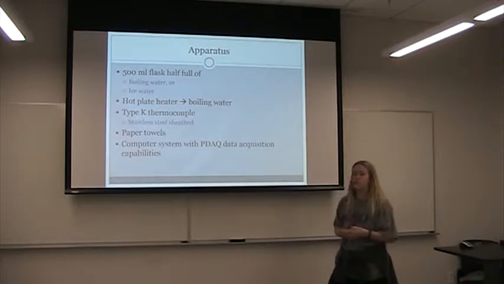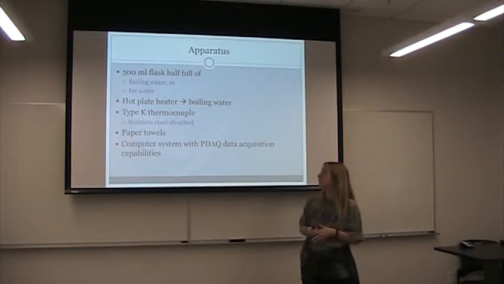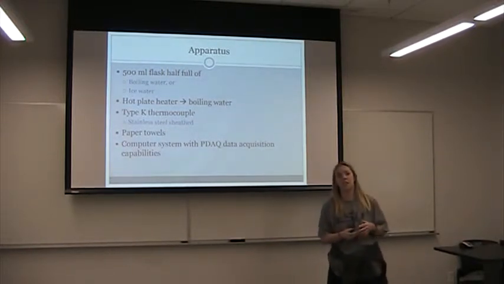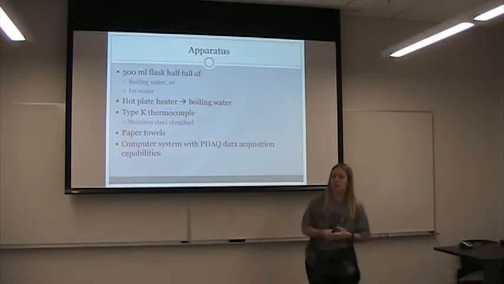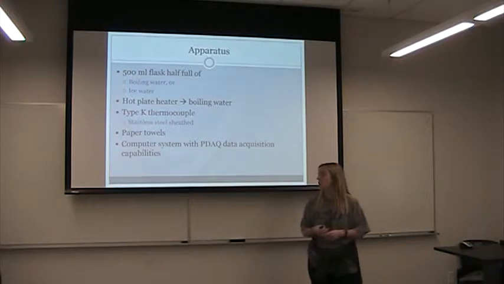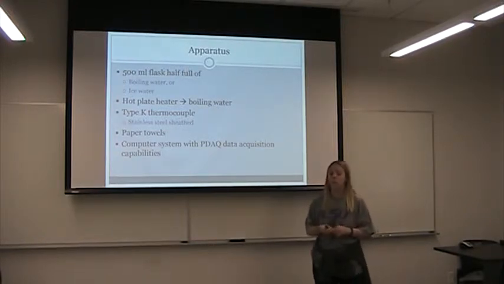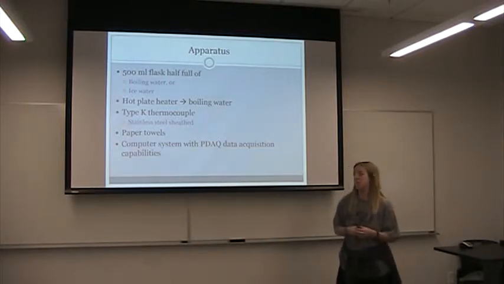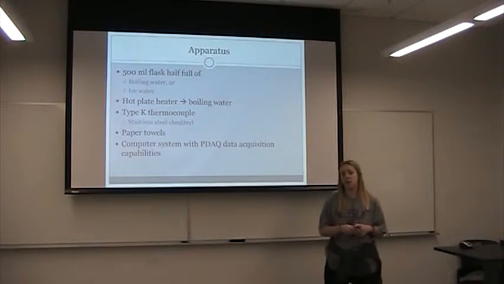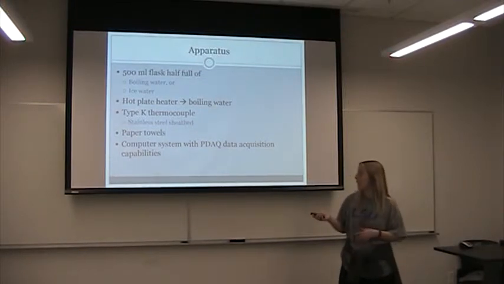Our apparatus that we used for this experiment was a 500 milliliter flask with either boiling water or ice water. We used the hot plate to boil the water. We had a type K thermocouple, which was stainless steel sheath. We had paper towels to wipe off the thermocouple with, and also a computer system with PDAQ data acquisition capabilities.